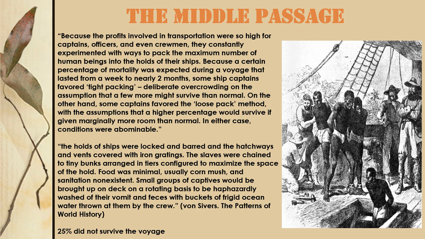Von Sciver goes on to write, the holds of ships were locked and barred, and the hatchways and vents covered with iron gratings. The slaves were chained to tiny bunks, arranged in tiers, configured to maximize the space of the hold, which you saw in the diagram in the previous slide. Food was minimal, usually corn mush, and sanitation non-existent. The small groups of captives would be brought up on deck on a rotating basis to be haphazardly washed of their vomit and feces with buckets of frigid ocean water thrown at them by the crew.